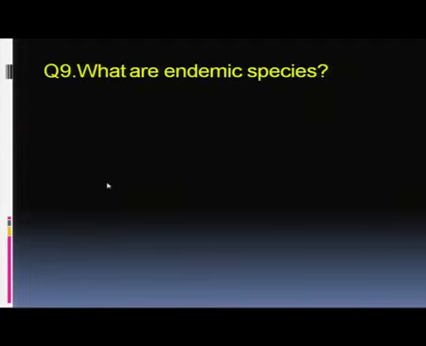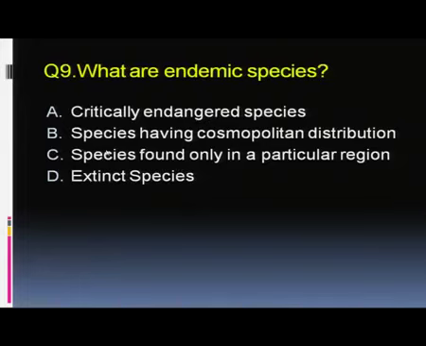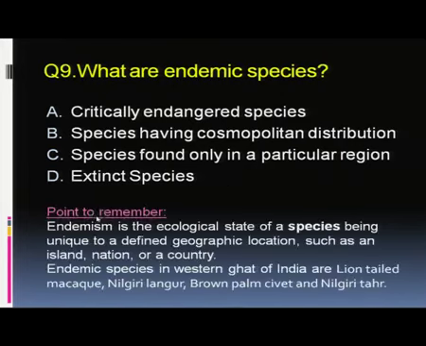Next question is, what are endemic species? In a previous question, we discussed the biodiversity hotspot, where we mentioned that a biodiversity hotspot has three important features. Number 1, it has species richness. Number 2, it has many endemic species, and number 3, it is under constant threat of extinction. So, what are endemic species? The options are A, critically endangered species, B, species having cosmopolitan distribution, C, species found only in a particular region, or D, the extinct species. The correct answer is C, species found only in a particular region.